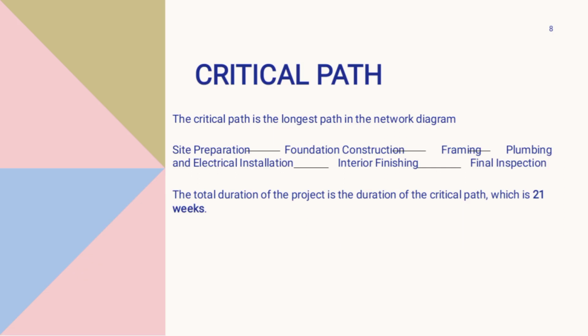Critical path. The critical path is the longest path in the network diagram, which means you follow this path: site preparation, foundation construction, framing, plumbing and electrical installation, interior finishing, and final inspection. This means you avoid the path through exterior finishing, because it will take a total of 20 weeks. The total duration of the project is the duration of the critical path, which is 21 weeks.